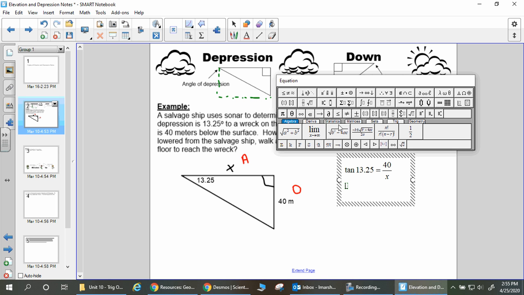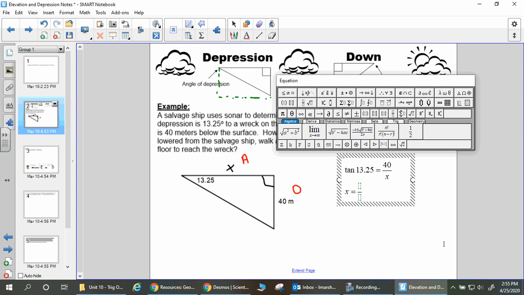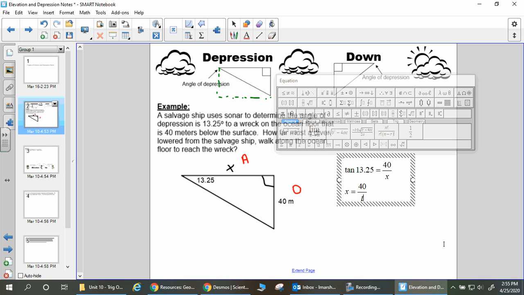You can divide both sides by the tangent of 13.25. Okay, and you're welcome to show those steps if you are sort of coming to this understanding that, hey, every time x is on the bottom of my fraction, it sort of just swaps places with what's on the other side of the equal sign. And you sort of want to just go right ahead and say, I know this is going to equal x equals 40 over the tangent of 13.25.